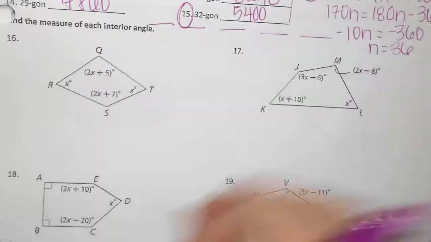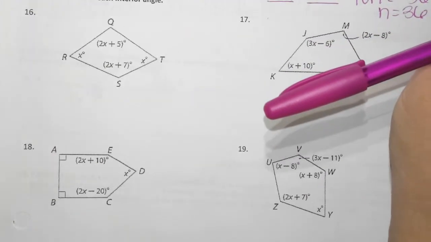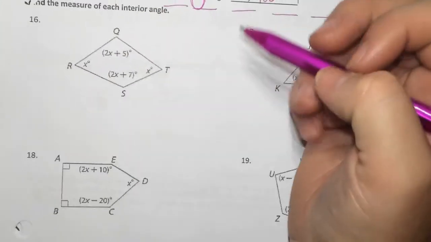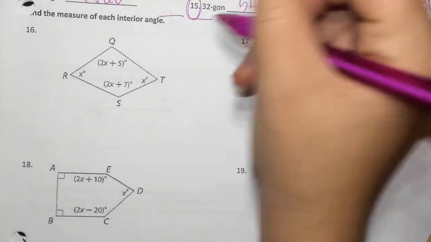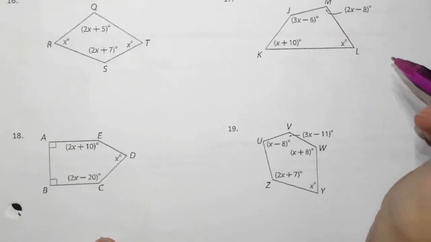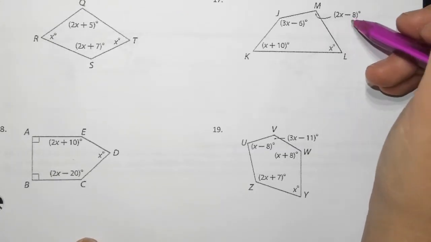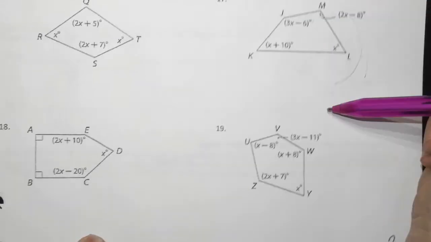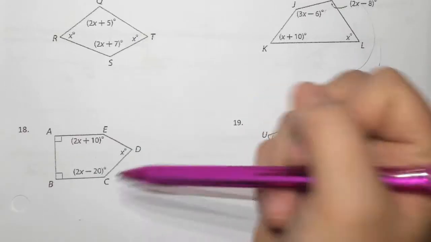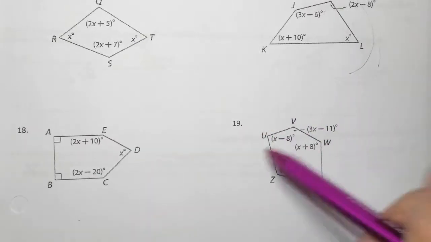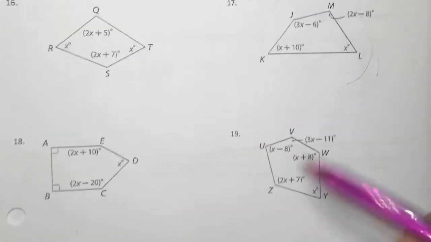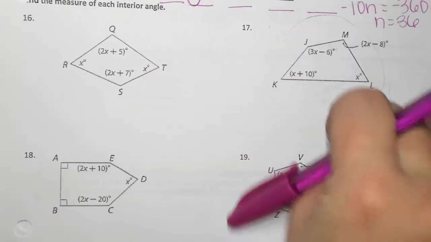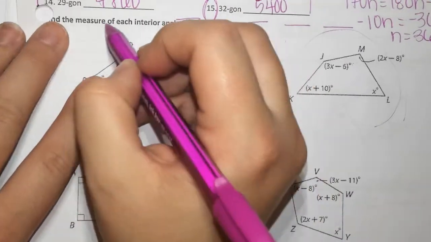Okay. 16 through 19. This is very similar to what you did last night. What's the polygon in 16? What's the name of the polygon? Quad. What about 17? Quad. Are there 4 sides? Yes. 18. Penta. 19. Penta. Okay. So take all the insides, set it equal to the certain measure. Solve for x and then find the measure of each angle.